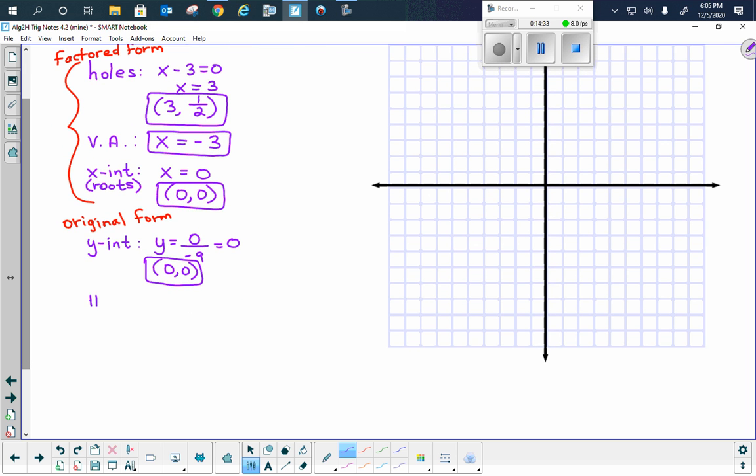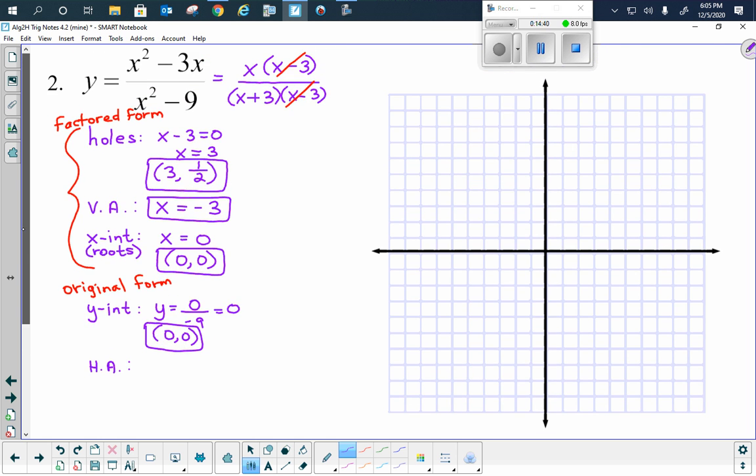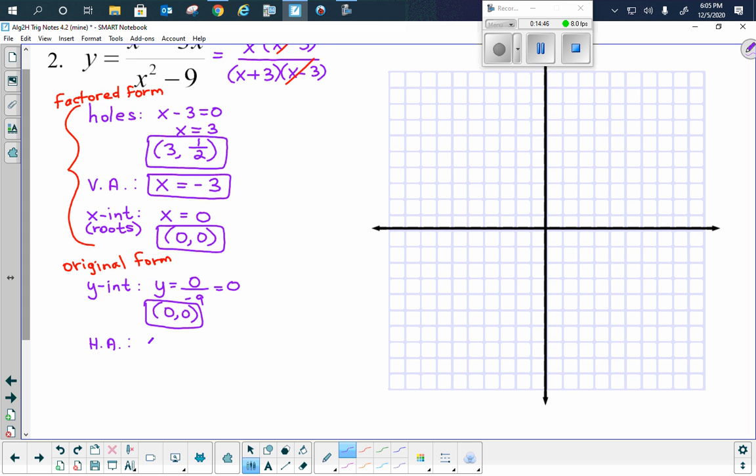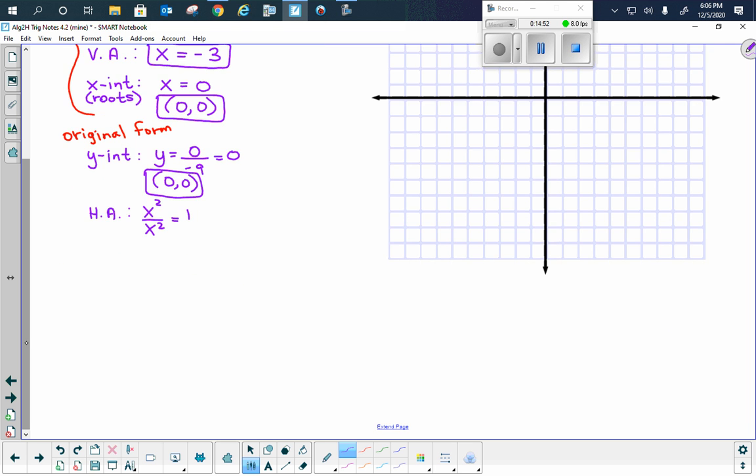Next, horizontal asymptotes come from the highest powered term in the original, the highest powered term over the highest powered term. And both of them happen to be x squared. x squared over x squared reduces to 1, and therefore your horizontal asymptote is at y equals 1.